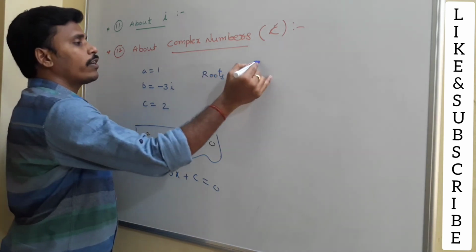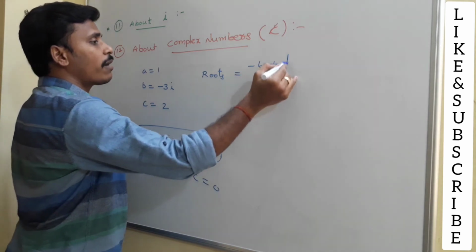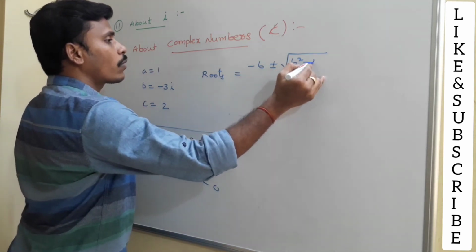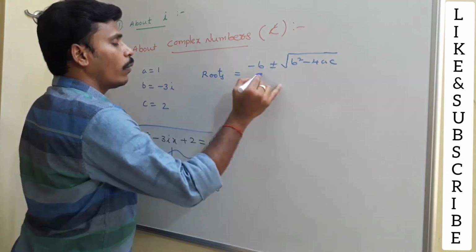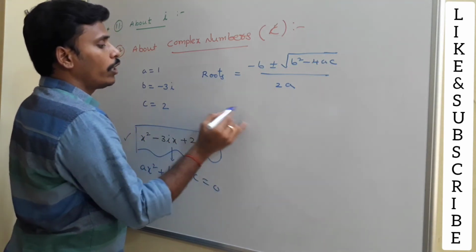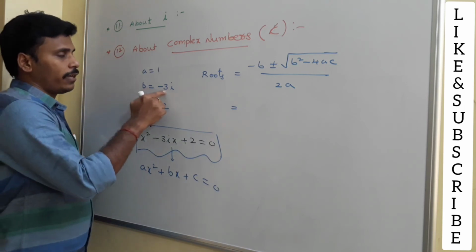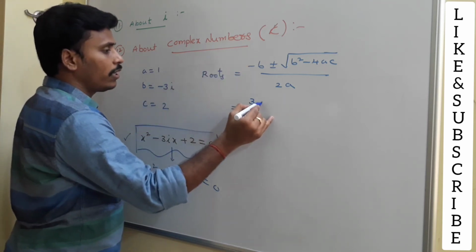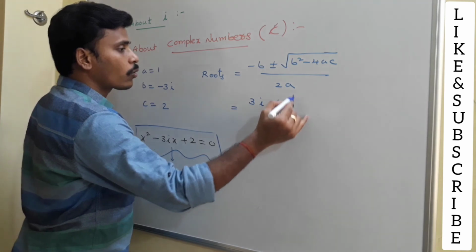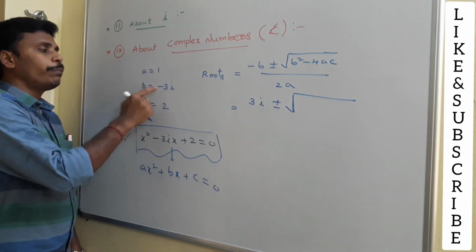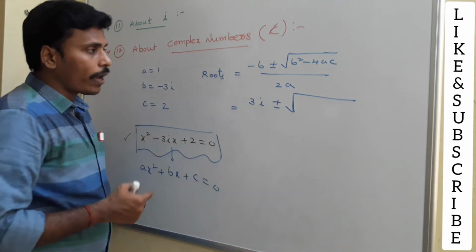And the formula to find the roots is minus b plus or minus the square root of b² minus 4ac, divided by 2a. You need to substitute all those values and simplify. See, b is minus 3i. What is minus b? 3i. Plus or minus the square root of b². See, b is minus 3i. You need to square that one, okay?